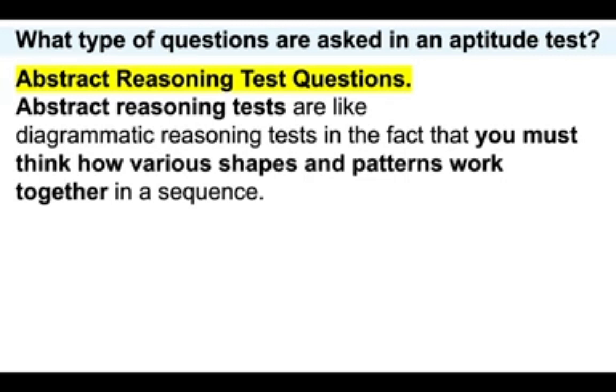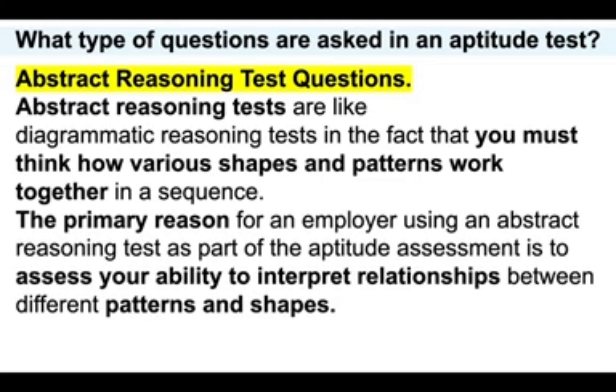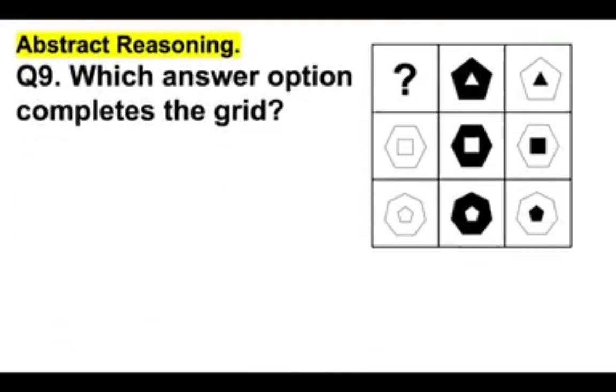So abstract reasoning tests are like diagrammatic reasoning tests in the fact that you must think how various shapes and patterns work together in a particular sequence. Now the primary reason for an employer using an abstract reasoning test as part of the aptitude assessment is to assess your ability to interpret relationships between different patterns and shapes. So let's take a look at an example aptitude test question.